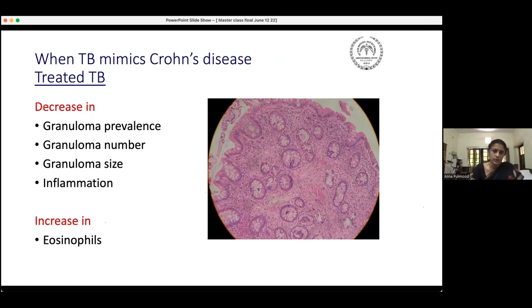There are some conditions where tuberculosis can mimic Crohn's disease. And one of these is when TB has been treated. When you treat TB, the granuloma numbers come down, even the prevalence of granulomas comes down, the size of granulomas comes down, the background inflammation comes down, so it can easily resemble and be mistaken for Crohn's. It's really important to get the history of significant treatment for tuberculosis when you talk to pathologists. You can also get increased eosinophils in treated TB. So it's important again to know the history of treatment.